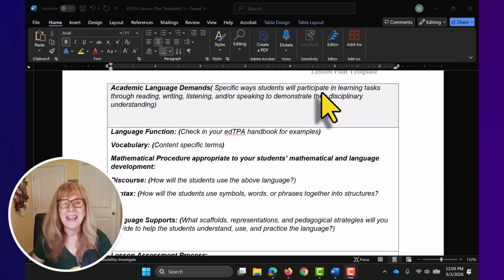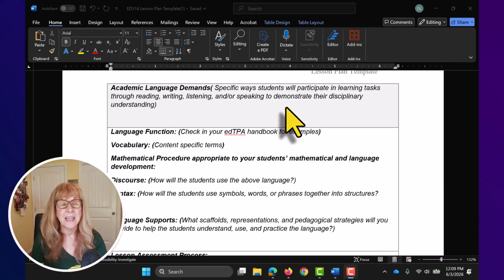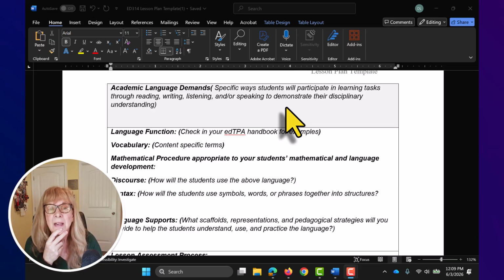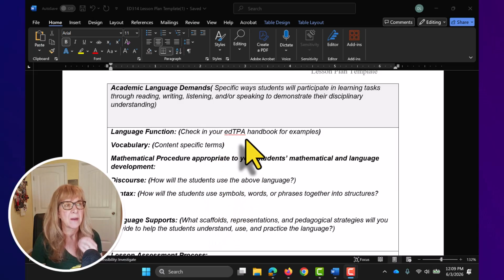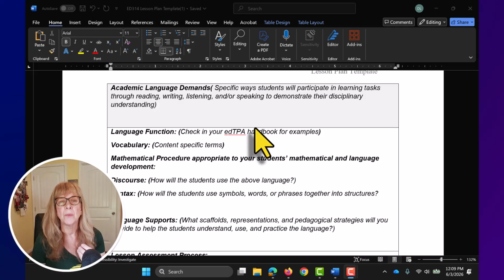Okay, welcome back. Here we are to the second page of our lesson plan template. And so we are going to begin with the academic language demands. This whole section is about developing your students' language, spoken, written, vocabulary, and so we really want to be very intentional about what we put in here.